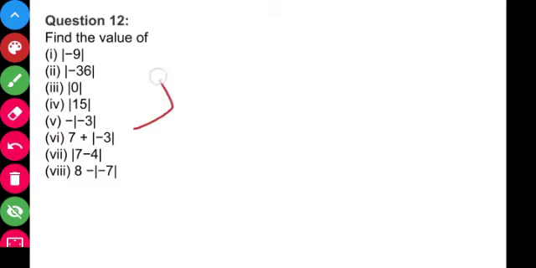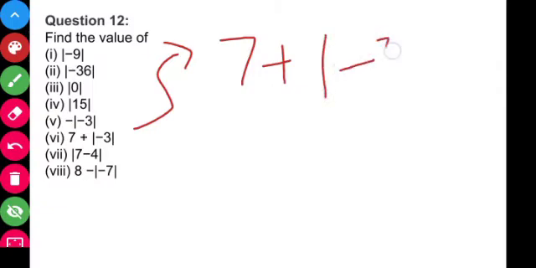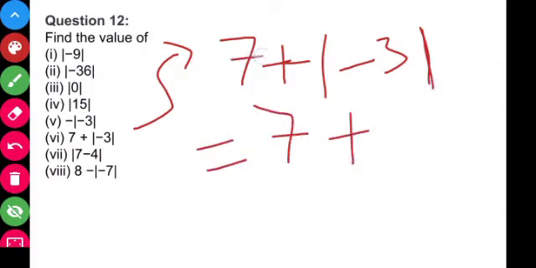Similarly, the sixth part is 7 plus the absolute value of minus 3. This is read as the absolute value of 3. So 7 plus the absolute value of minus 3. What is the absolute value of minus 3? It is 3. So therefore 7 plus 3 is 10.